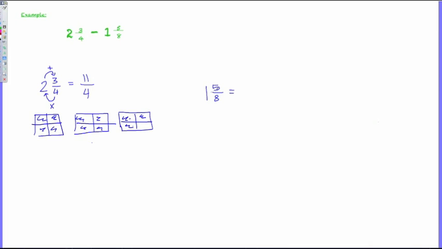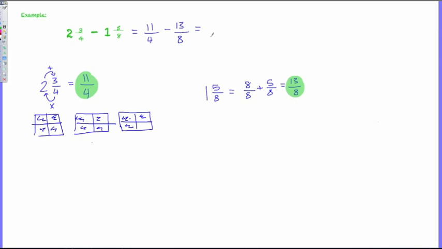That's going to be 8. So I've got 8 eighths in 1, and then I've got another 5/8. So 8 plus 5 is going to be 13. These are my two fractions that I need to use. So we have 11 over 4 take away 13 over 8.